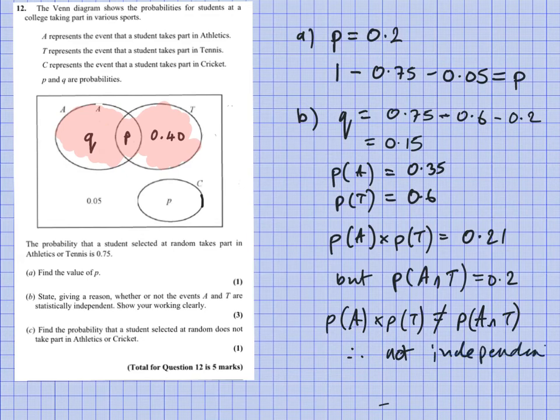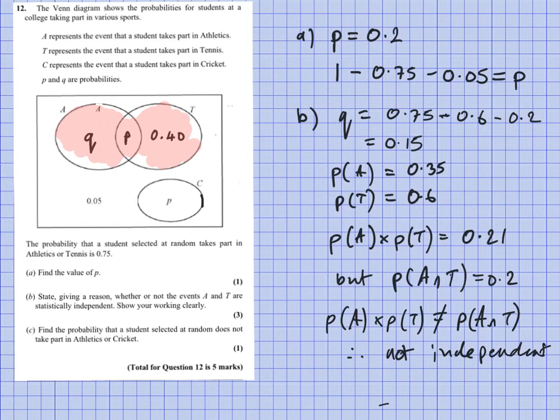Okay, on to part C. So far, I mean, that's pretty easy so far, I hope. We now need to find the probability that the student selected at random does not take part in athletics or cricket.